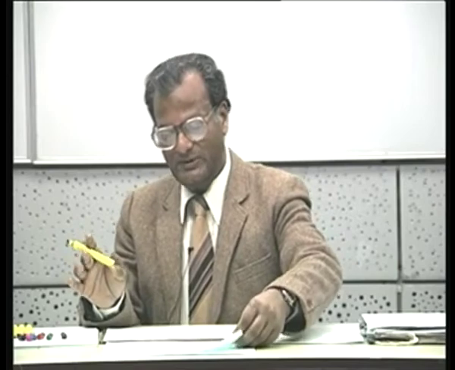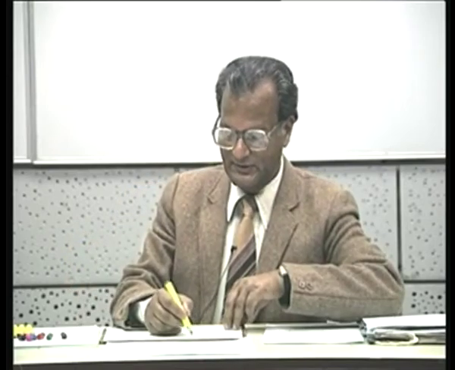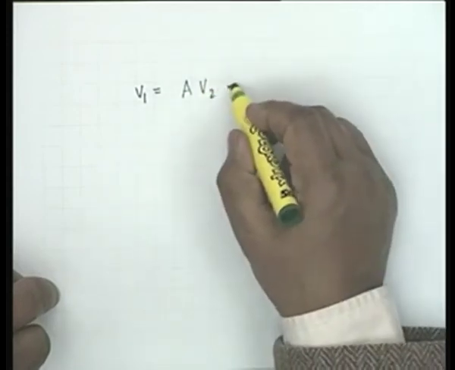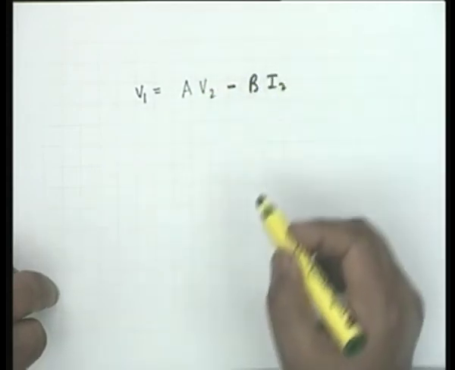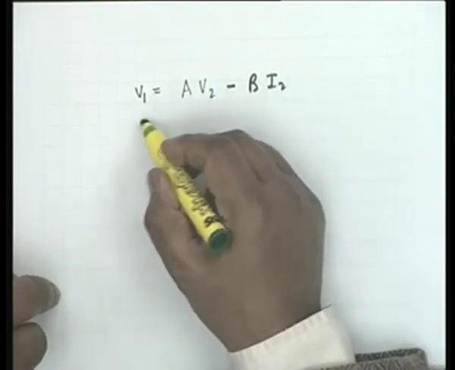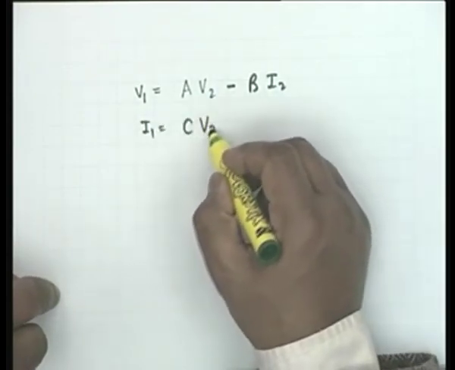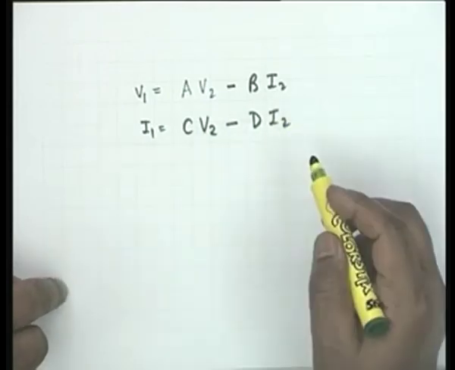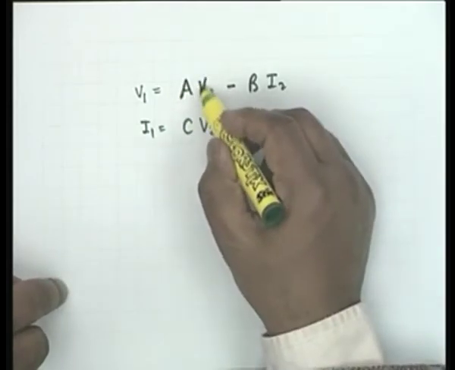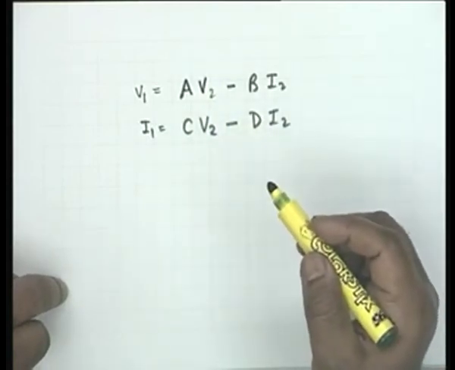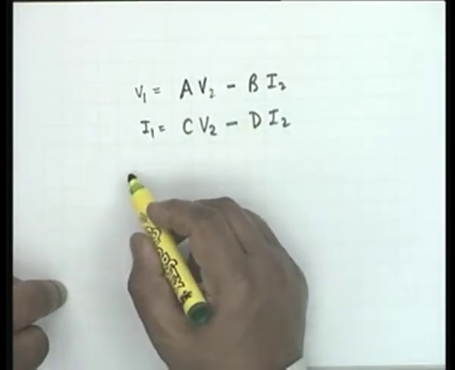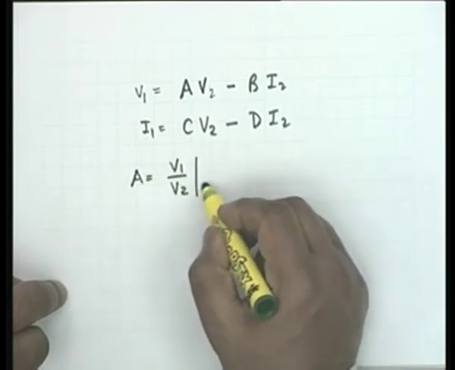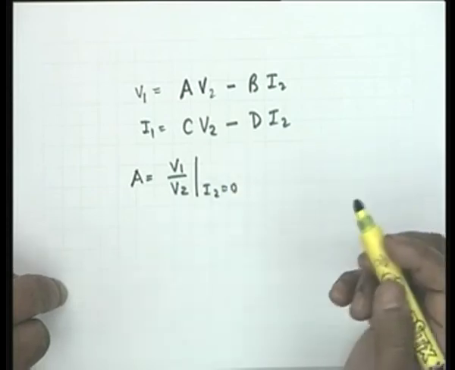We will see how to measure them. If you write in full, then V1 is equal to A V2 minus B I2, note the negative sign, and I1 is equal to C V2 minus D I2, and therefore we will see why they are called transmission parameters. Therefore, you see A is equal to V1 by V2 with I2 equal to 0.